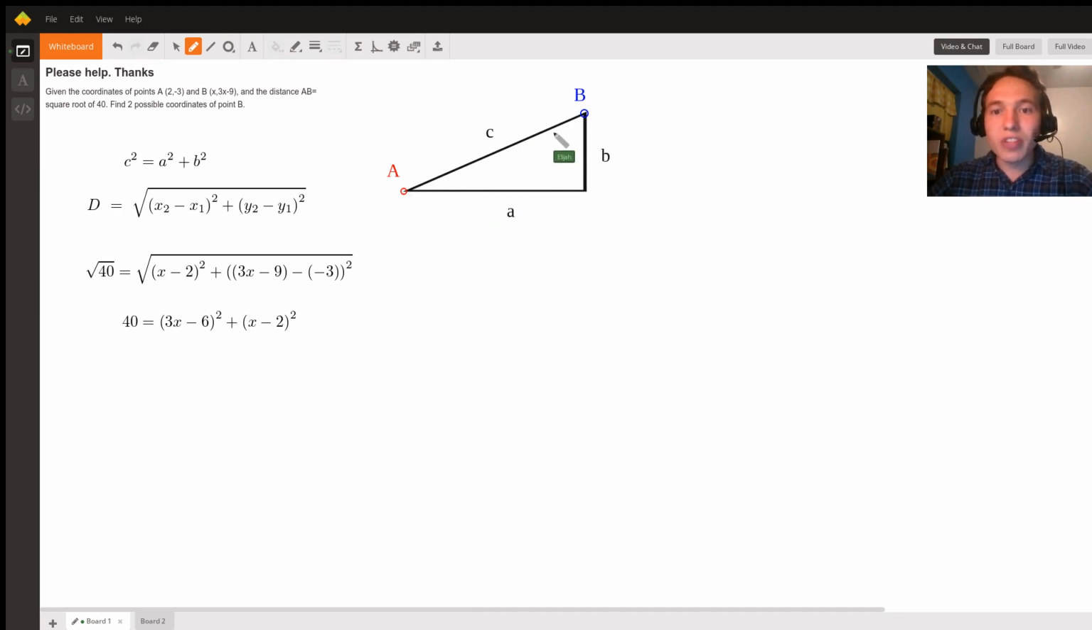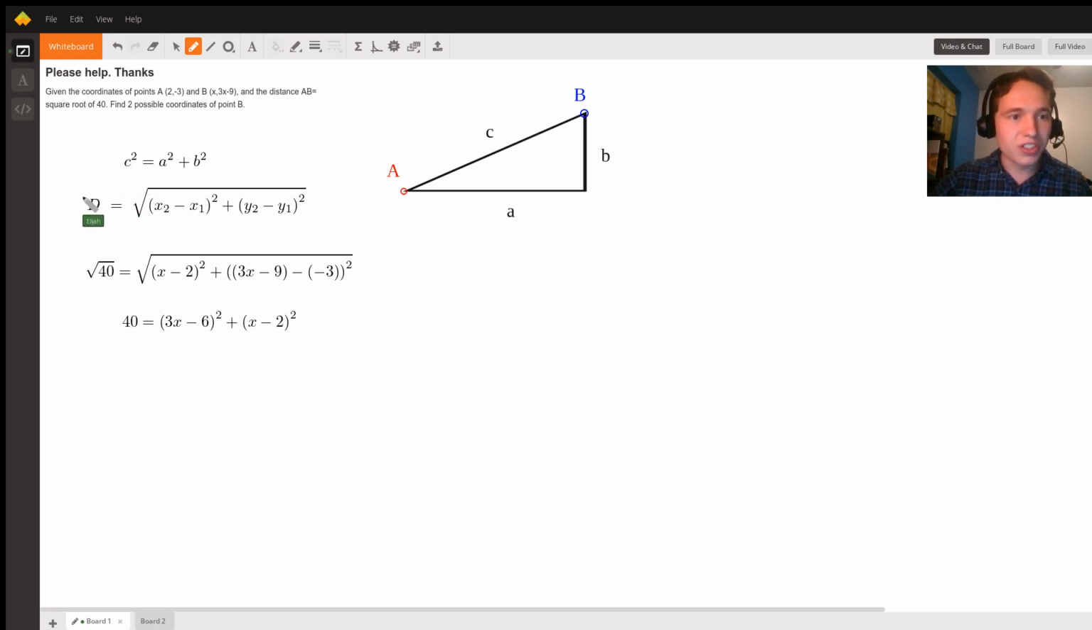But if we have these 2 points, the distance between them, C, is given by the Pythagorean theorem. A squared plus B squared equals C squared, which is the length of the leg squared plus the length of the other leg squared equals the length of the hypotenuse squared. Now this is also known as the distance formula. If you look at this distance formula, this is the Pythagorean theorem. It's just rearranged a little bit so we can just plug the points in.